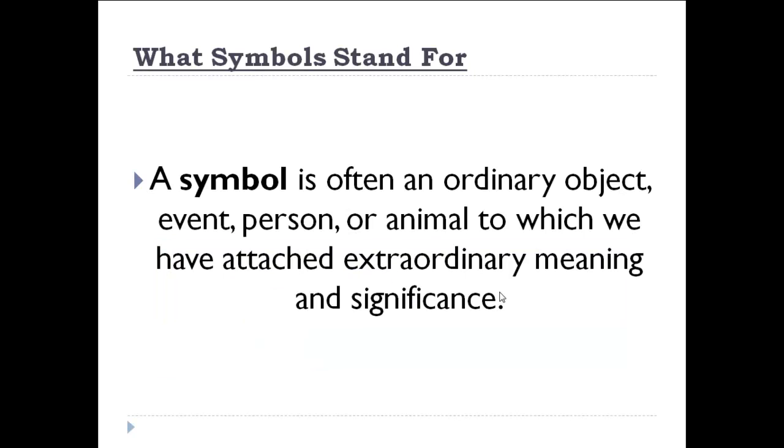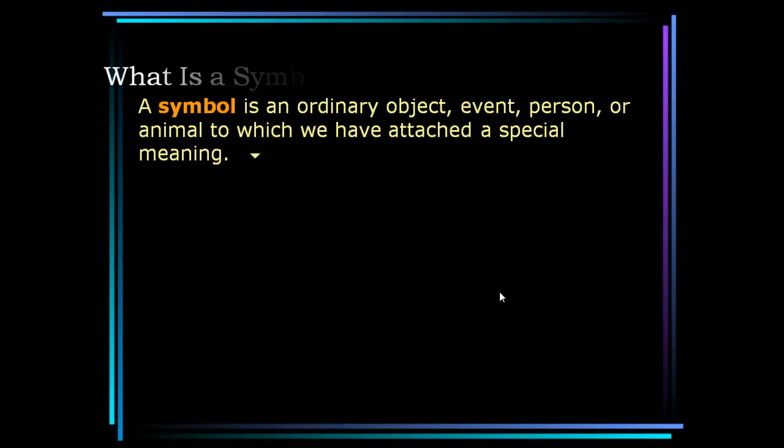What do symbols stand for? A symbol is often an ordinary object, event, person, or an animal to which we have attached extraordinary meaning and significance. So it's a very ordinary, simple thing to which we attach the meaning of something far more important and of significance than we expect. This is another definition: a symbol is an ordinary object, event, person, or animal to which we have attached a special meaning. For example, a red rose stands for love. It's a symbol of love.